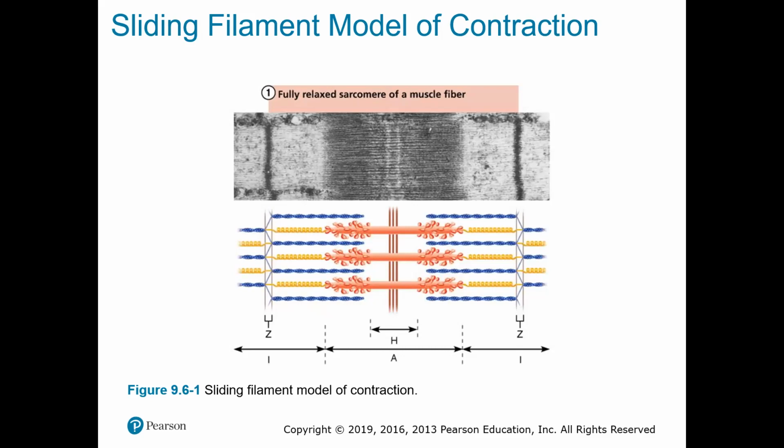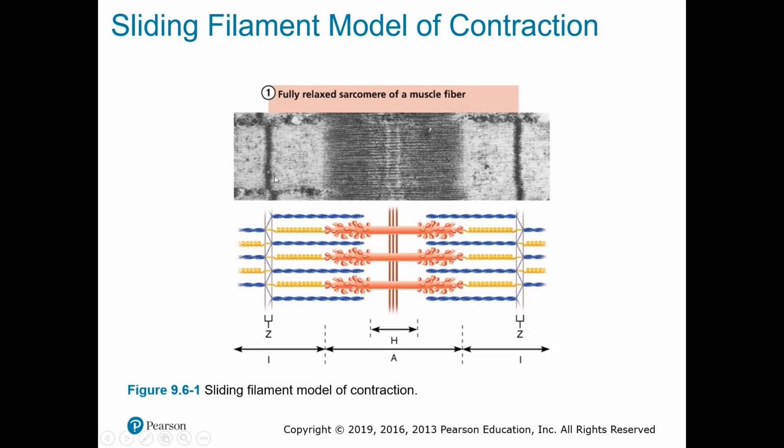This is a sarcomere at rest. This dark line over here underneath number 1 is a Z line. Over here at the end of the little tan box is the other Z line. So we have Z line to Z line. This is one sarcomere. Every sarcomere extends from Z line to Z line. This light area here is the I band. There's the dark band. There's the other I band. In the middle of the I band is the Z line.